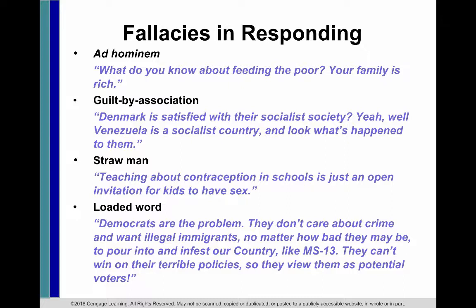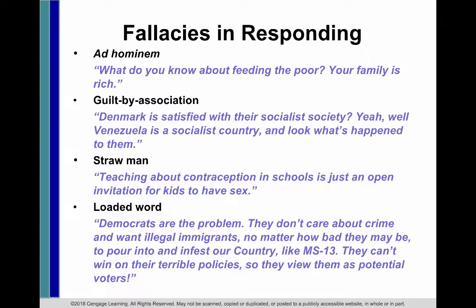Then there's the straw man fallacy, where a claim is misrepresented to the point that it becomes ridiculous and therefore easy to refute. You see this all the time in political advertisements where the opponent's position is distorted and exaggerated to the point where it can be ridiculed and dismissed. So here's an example. Teaching about contraception in schools is just an open invitation for kids to have sex. The claim that a candidate might make about the importance of sex education in schools is made to seem as if the candidate is encouraging kids to have sex, which is not the case.